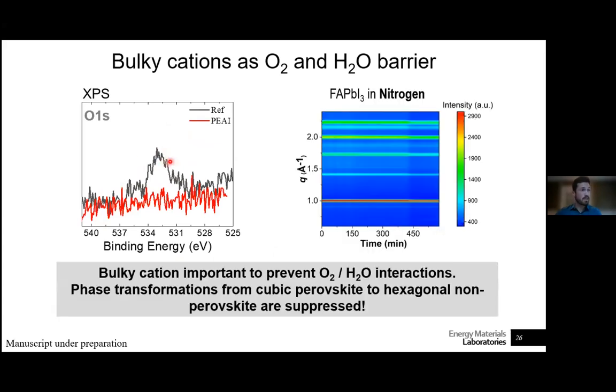And as a matter of fact, if we look at in situ measurements in nitrogen on the 3D perovskite, we see that this phase is pretty stable in an inert environment. So the main role of this surface treatment, as an example for pristine formamidinium lead triiodide, is actually that of a barrier layer. It prevents the interaction with oxygen and moisture, which in turn lead to this transformation to hexagonal phases at the surface, which then cause degradation of the pristine layer's performance.